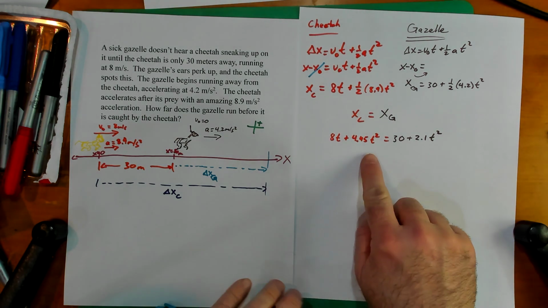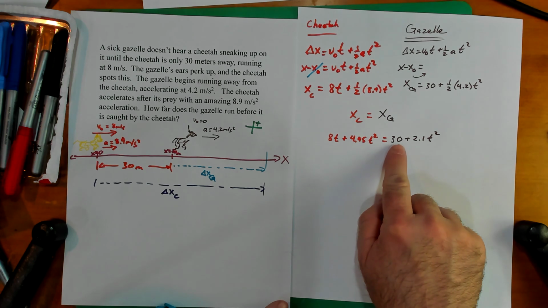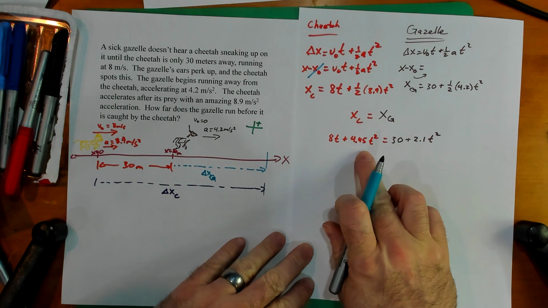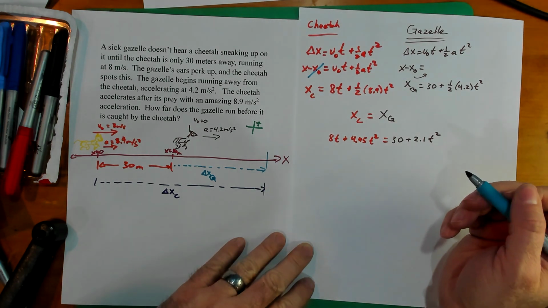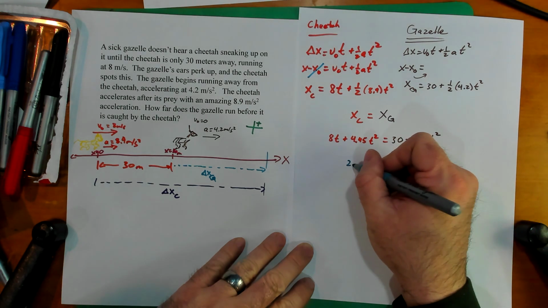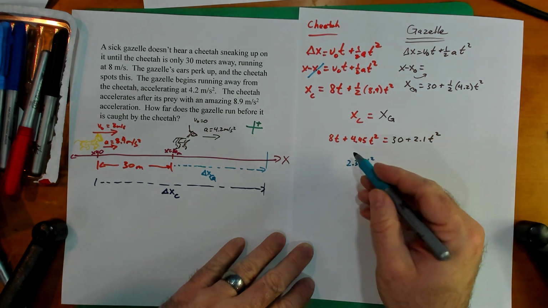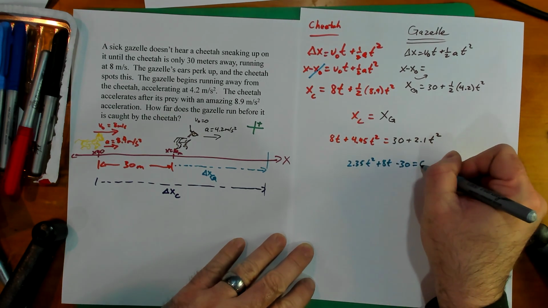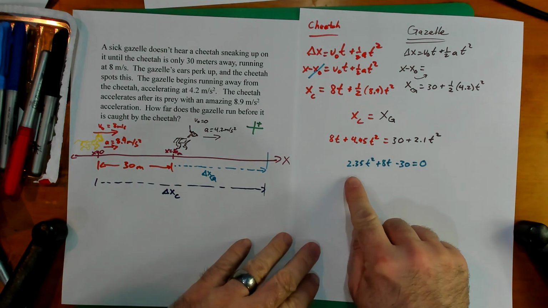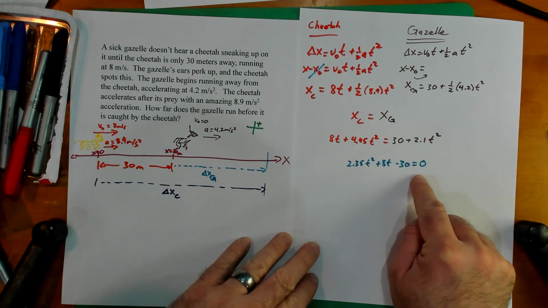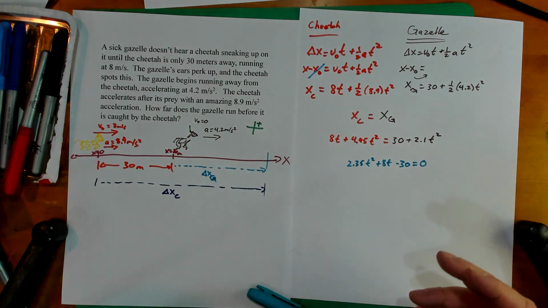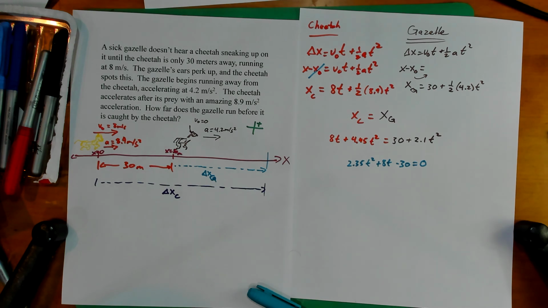But you notice that I've got some second power terms, first power terms, and constant terms, so this is going to be a quadratic. When I rearrange this equation, I'll subtract the 2.1 t squared from the 4.45 t squared. That'll give me 2.35 t squared, and I have that 8t. When I subtract the 30 over to the other side, it'll look like this: minus 30 equals 0. So there it is in ax squared plus bx plus c equals 0, the standard form for a quadratic. Now I can solve the quadratic using one of the techniques that we have for solving quadratics.